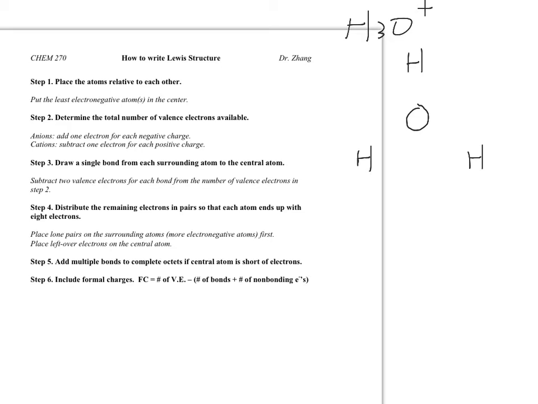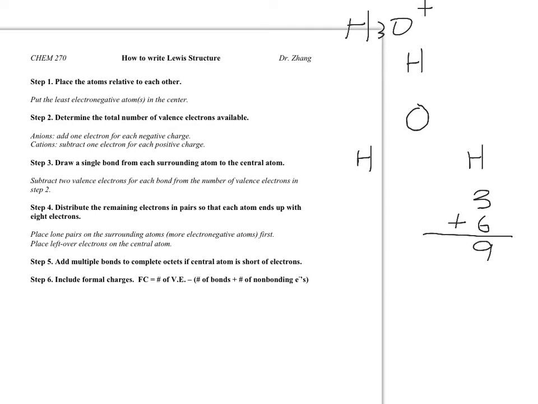That's our step 1. For step 2, you need to determine the total number of valence electrons available. Hydrogen has 1 valence electron. For 3 hydrogens, that's 3. Oxygen is a group 16 element, has 6 electrons, therefore totally 9 valence electrons.